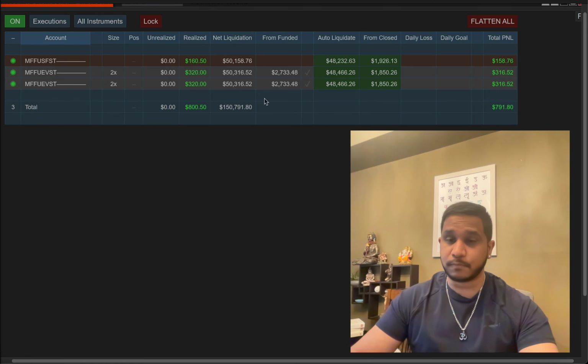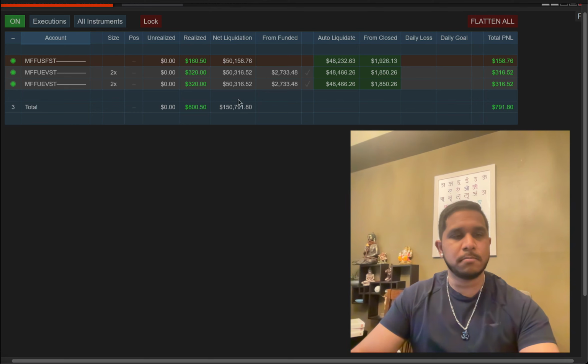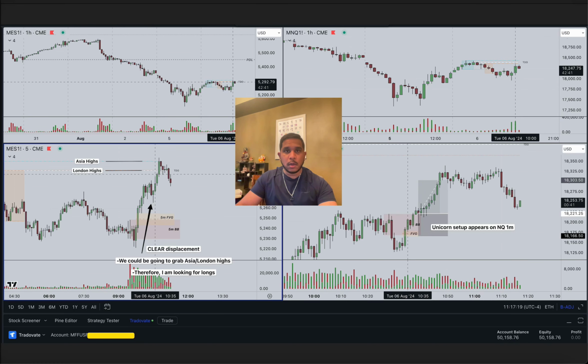But yeah, beautiful start to trading my first simulated funded account with a win. Let's start and break this down, okay? All right, sorry about the positioning of the camera here, but as you can see, I won about 150 on this account and then 2x of that on the eval accounts.